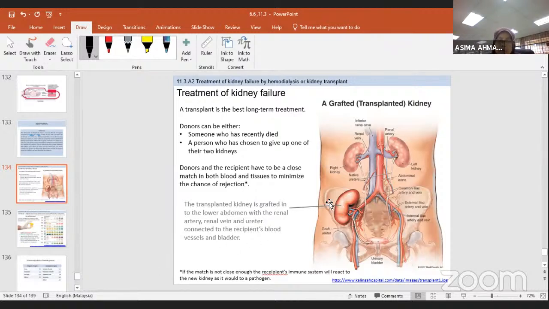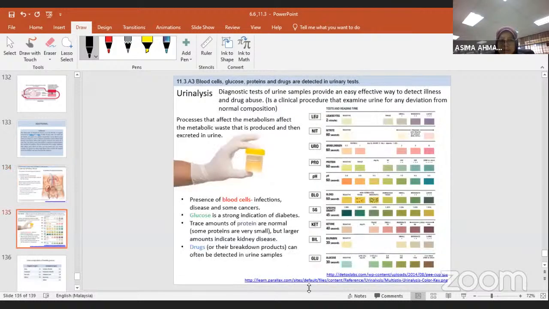If let's say semua ni dah fulfill, meaning that there's no rejection, the transplanted kidney is grafted in the lower abdomen with the renal artery, renal vein and ureter connected to the recipient's blood vessels and bladder. So dia sambung balik lah all the renal artery, renal vein and also ureter, semua dia connect balik to replace the kidney itulah. Itu saja.